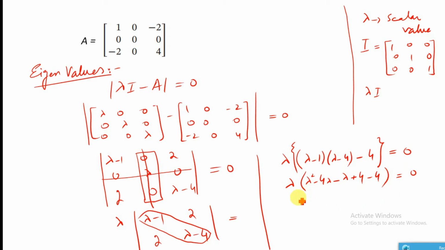Now if I further simplify it, it gives me lambda square minus 5 lambda, and the plus 4 and minus 4 cancel each other. We can take lambda as common from this bracket. So when I take lambda as common, the lambda before this bracket becomes lambda square, and the internal term becomes lambda minus 5, equal to 0.